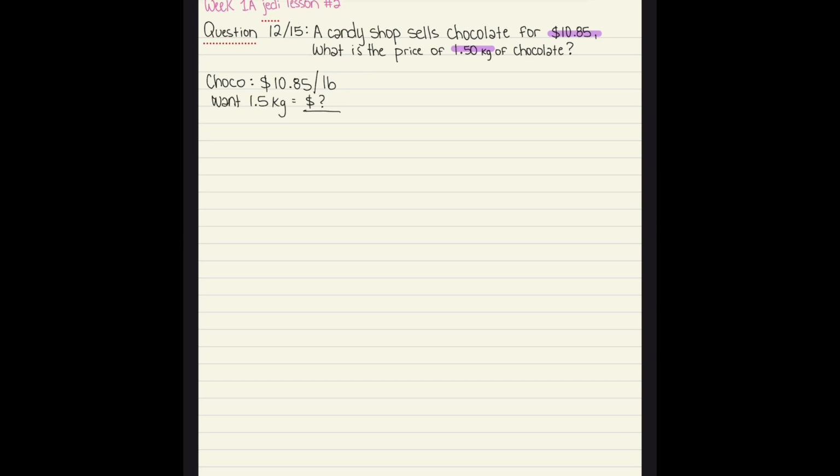We need to begin by converting kilograms to pounds. We know that 1 kilogram is equal to 2.20462 pounds. And we are going to then multiply that by 1.5 kilograms to give us 3.30693 pounds. Because that is the equivalent of 1.5 kilograms in pounds.